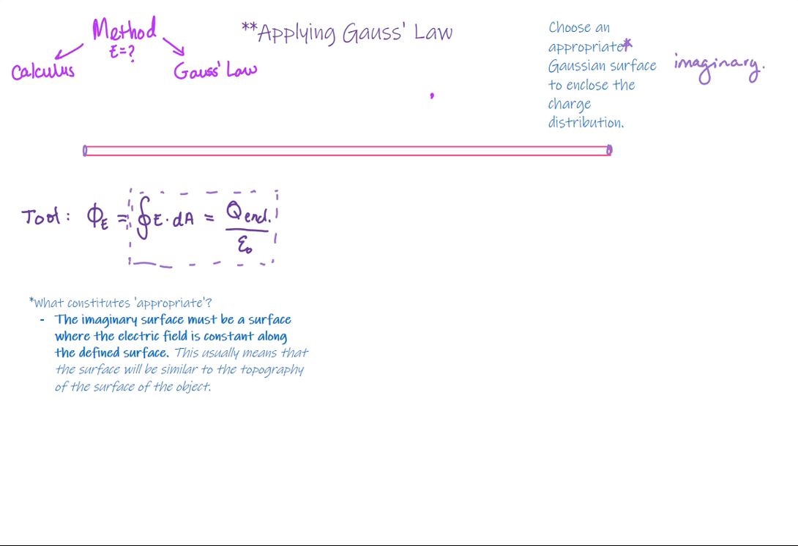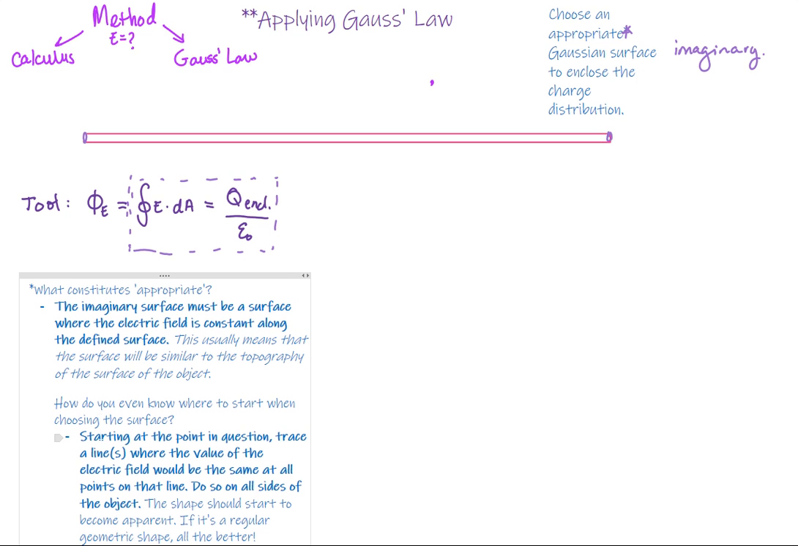Okay, so how do you know where to start? How do you even know where to start when you're trying to choose a surface? Well, I have a rule that I usually use, and that is I try to pick a point and then trace a line or lines where the value of the electric field would be the same at all points on that line, and then I'll do that on all sides of the object.